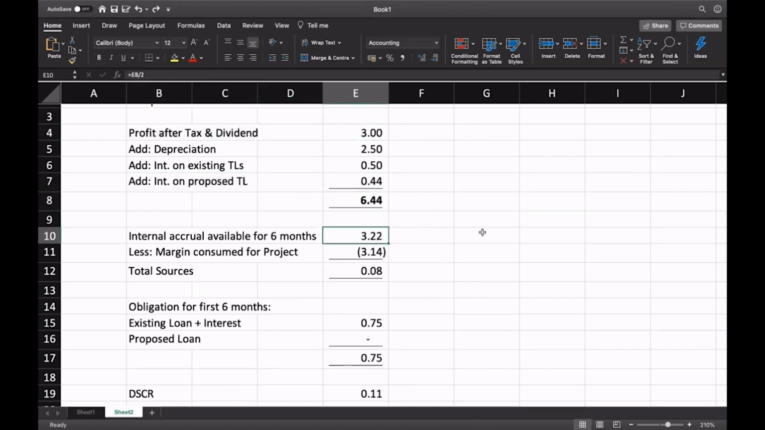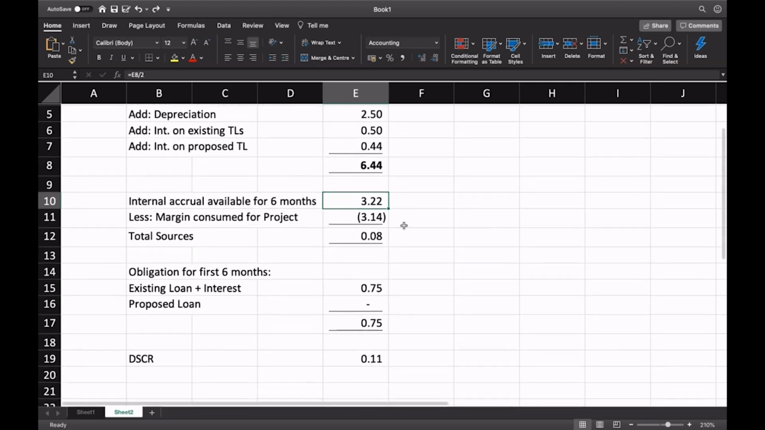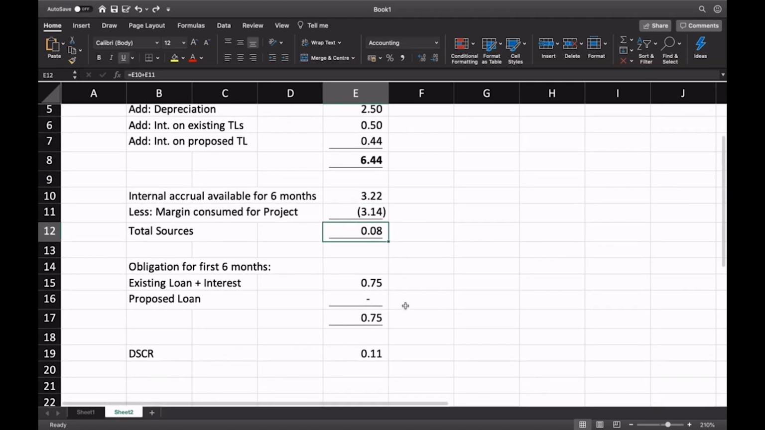position and 6 months position this is, and if we use this substantially for meeting the margin, then nothing will be available for meeting the existing loan repayment obligation, and because of that, if they become a defaulter, it will eventually affect the proposed project also. So answering the question whether the internal accruals can be used as margin for this project, the answer should be straight no.